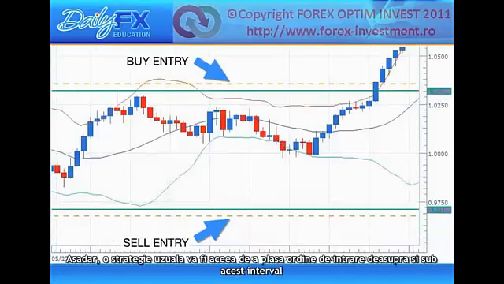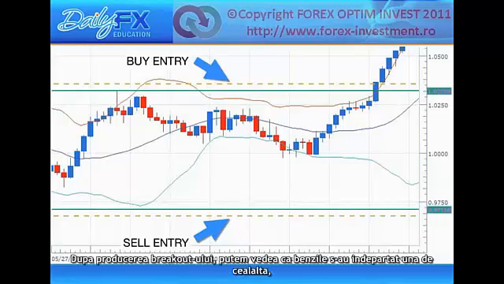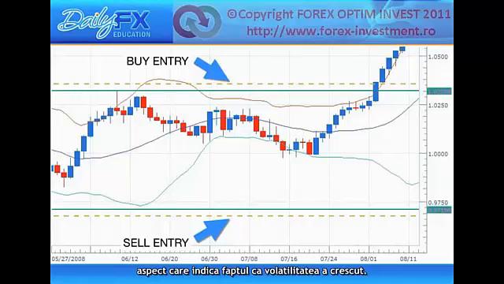So a common strategy will be to place entry orders above the range and below the range, and allow the market to determine which trade to take. With the breakout, we can see where the bands moved far apart, which is an indication of increased volatility.